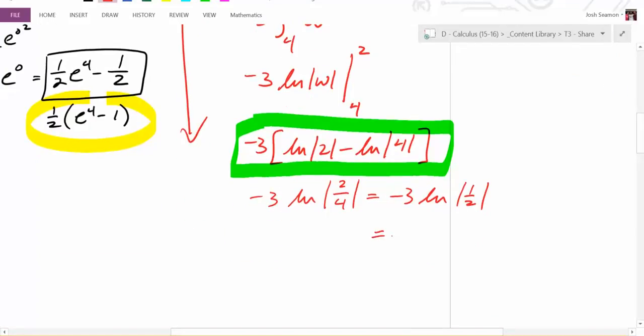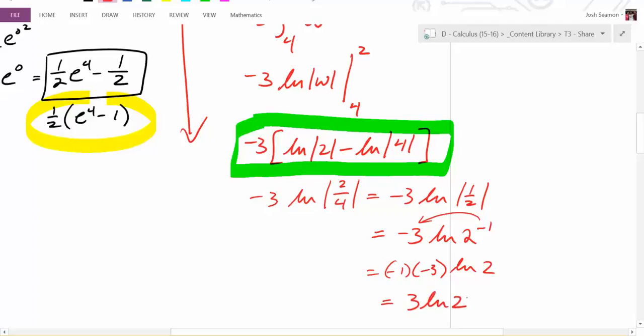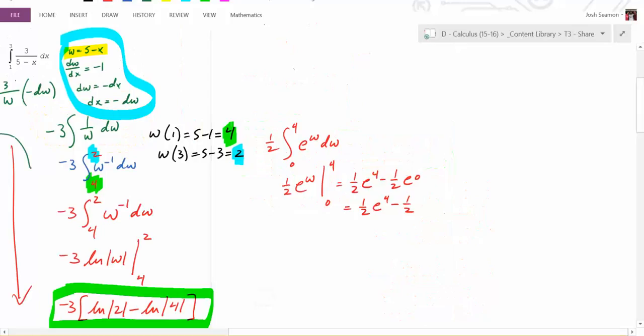1/2 is 2 to the what power? Anybody know? 2 to the -1. So this is -3 times ln of 2 to the -1. What can you do with powers? You can bring it to the front. So it turns into -1 times -3 times ln of 2, so what is that? 3 ln 2. Pretty cool, huh? This is great.